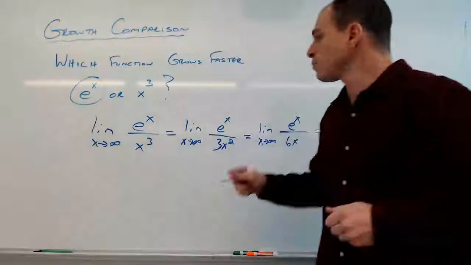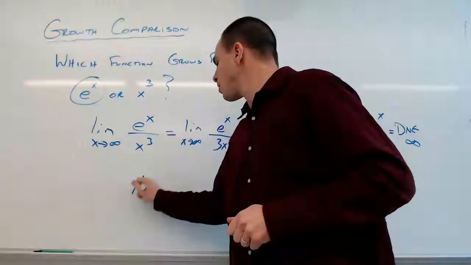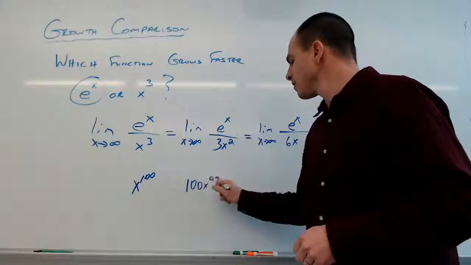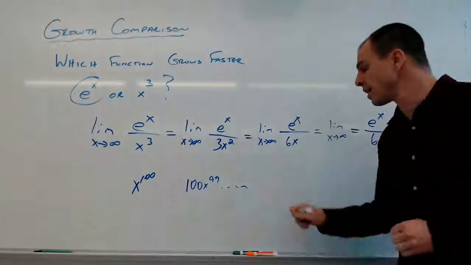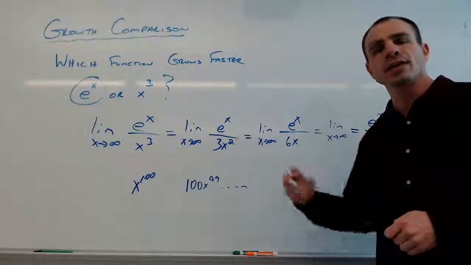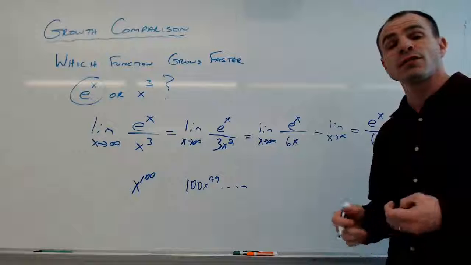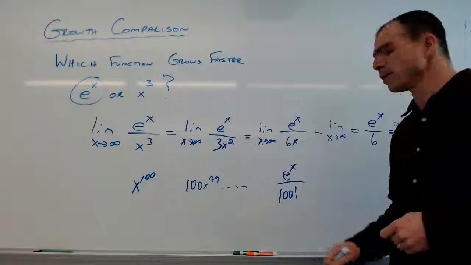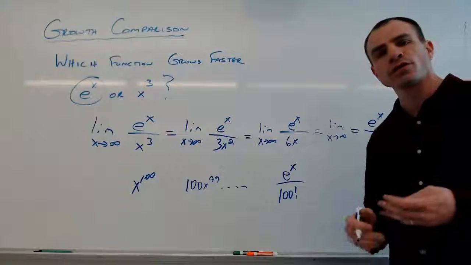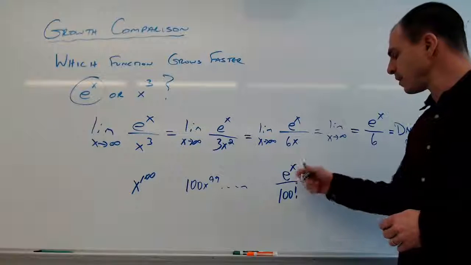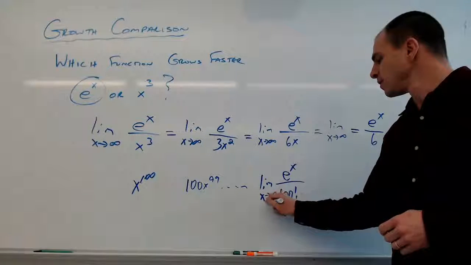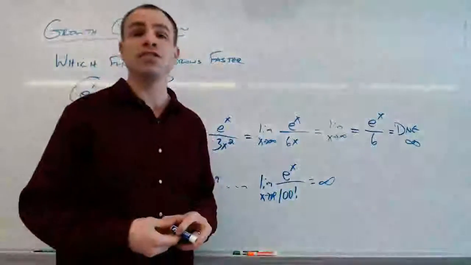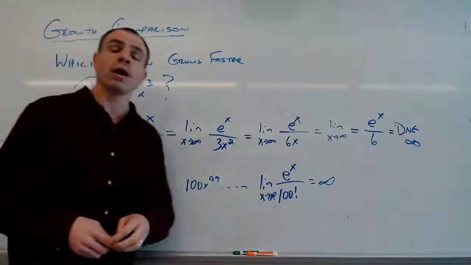Think about this. What if, instead of x cubed, it was x to the 100th? If we differentiate that, we have 100x to the 99th, and so on. Eventually, what we're going to get down to is 100 times 99 times 98 times 97, which we mentioned in a previous video is the factorial. This would ultimately end up being e to the x in the numerator and 100 factorial in the denominator. 100 factorial is still just a number, and e to the x divided by it, as x approaches infinity, is still divergent. So e to the x is still larger than x to the 100th power.